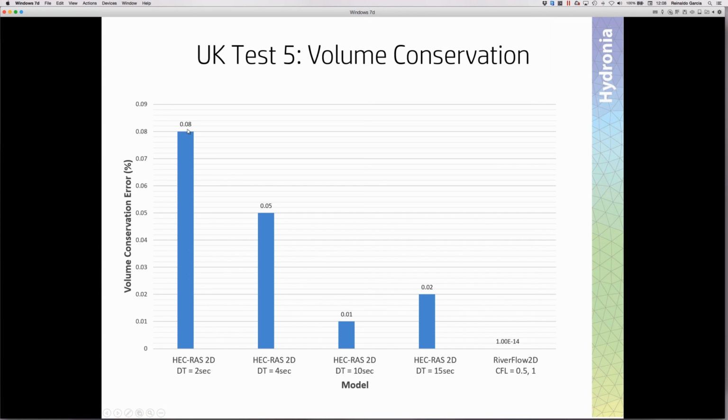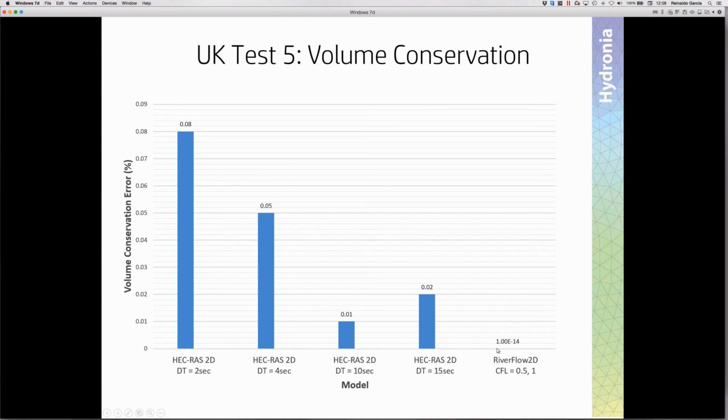Now, these values may be small. Okay, it's not that big. What I think is that they are unusually high for a finite volume method. Typically, one of the characteristics of the finite volume method is that it can conserve mass very accurately at the element level. And you typically expect much lower values of volume conservation error.